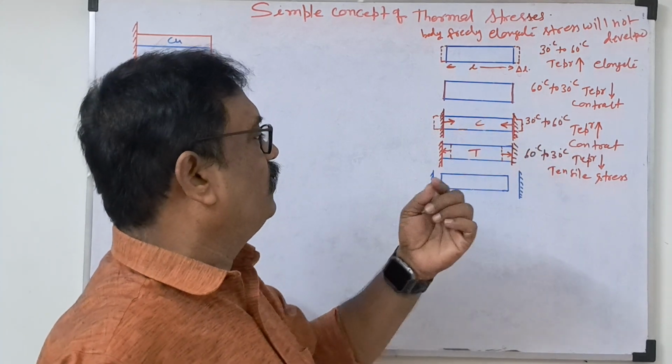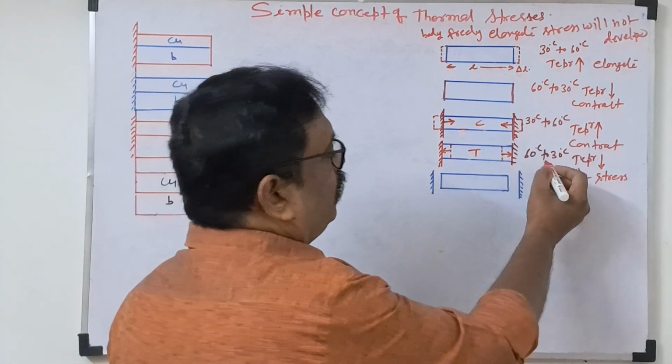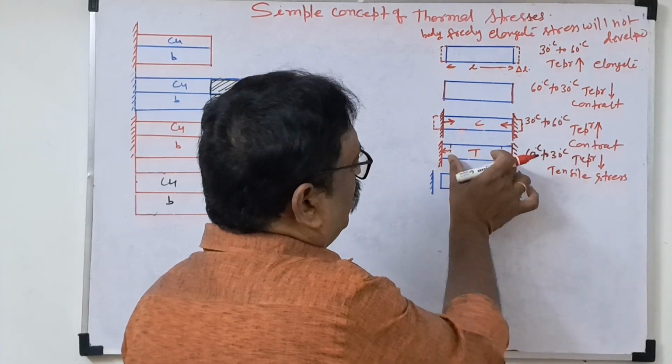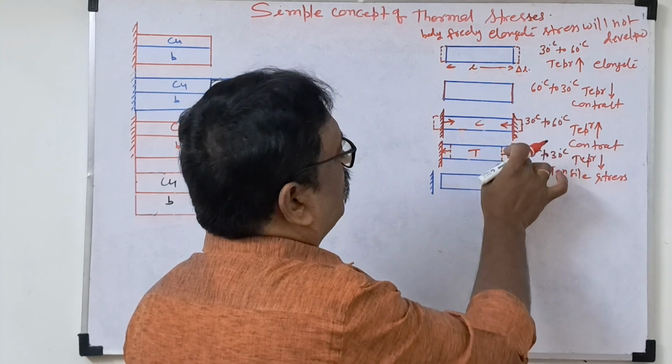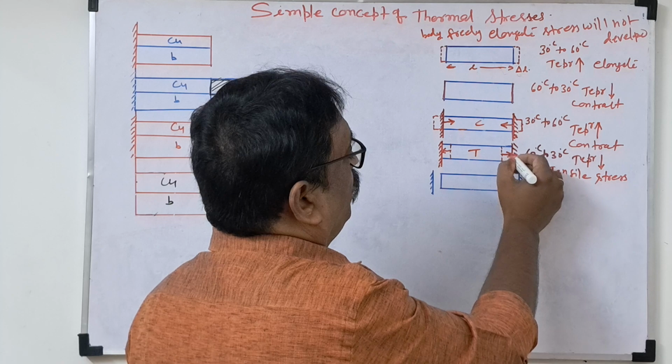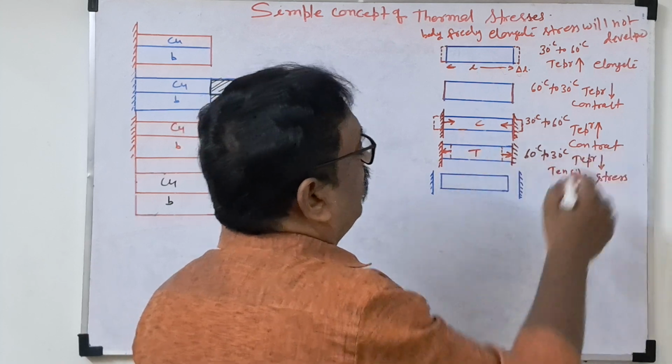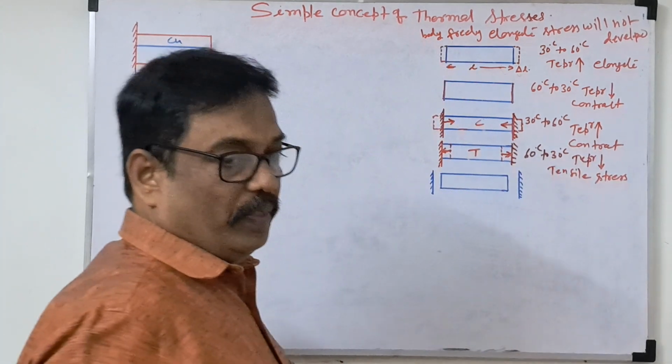Due to this, compressive stress will develop. Likewise, when the temperature is reduced, the body will contract, but again they will not allow it to go inside. They say come here, be here. That means they will pull it back. That is called tensile stress. So this is the concept here.